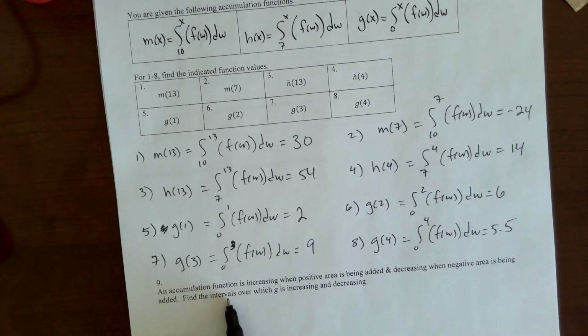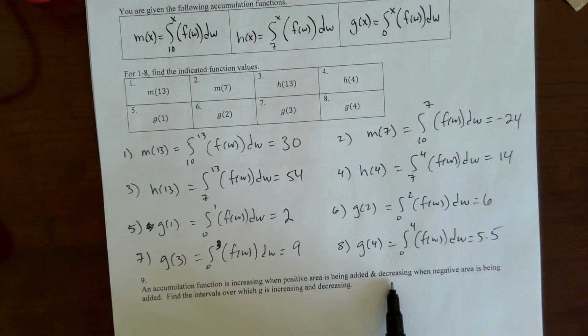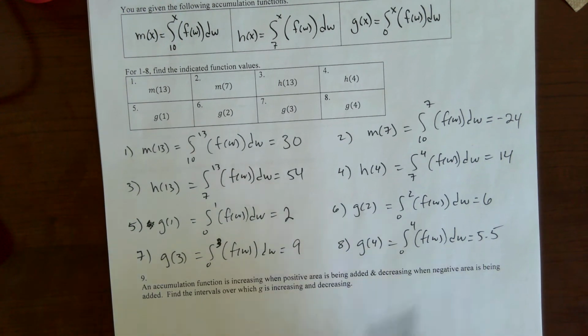An accumulation function is increasing when positive area is being added. So when positive area is accumulating, then the accumulation function is increasing. And decreasing when negative area is being added. So when negative area is accumulating, then the accumulation function is decreasing. So find the intervals over which g is increasing and decreasing.